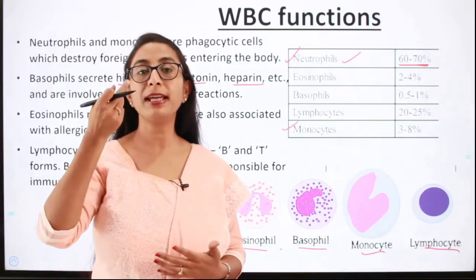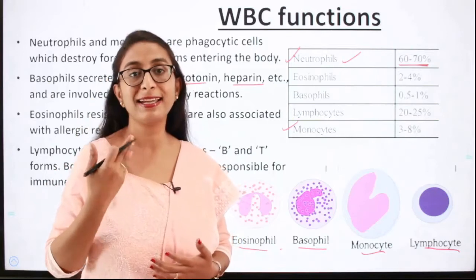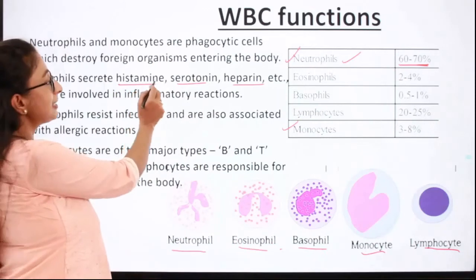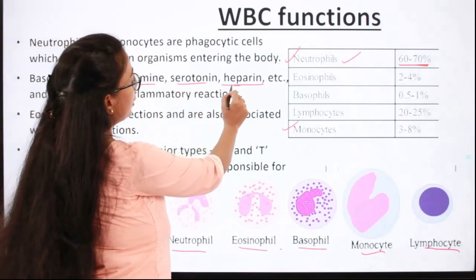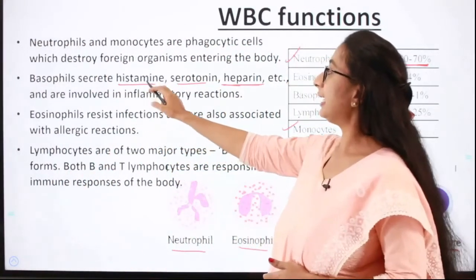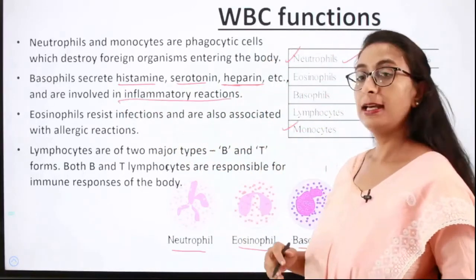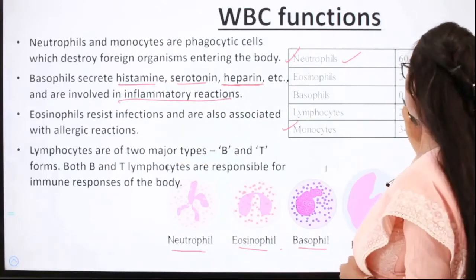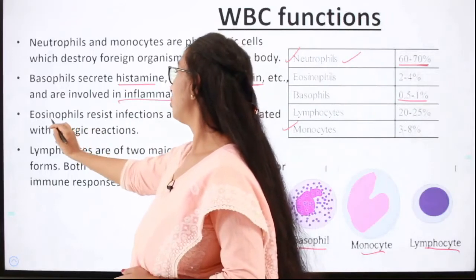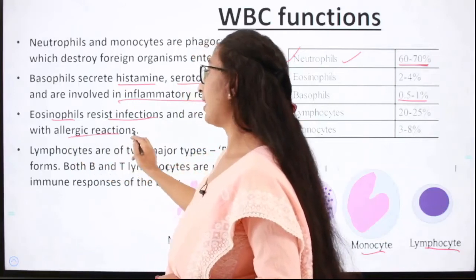Even when we are breathing, if some particle enters into our respiratory system, automatically we start sneezing, isn't it? Those are all inflammatory reactions. So the basophils secrete histamine, serotonin and heparin. Heparin is actually related to blood clotting. These are involved in the inflammatory reactions. The basophil percentage is 0.5 to 1%. Then we have the eosinophils which resist the infection and they are also associated with allergic reactions.